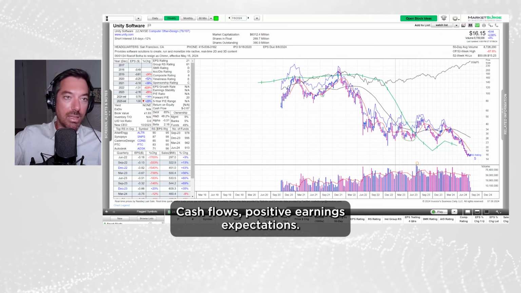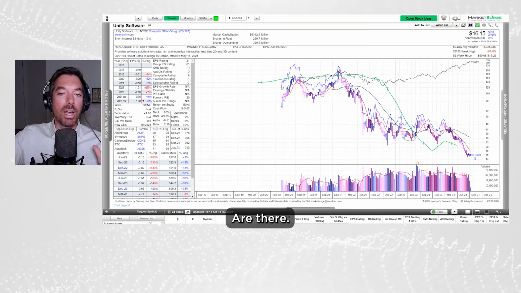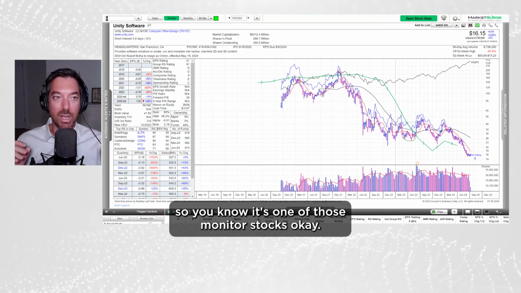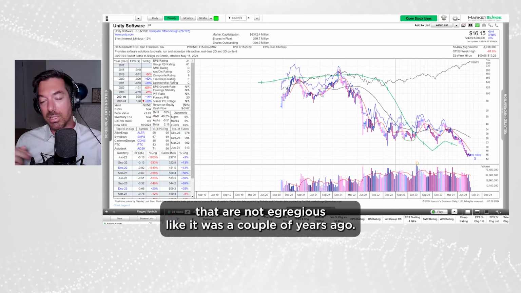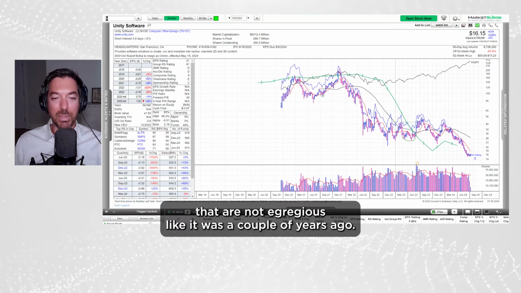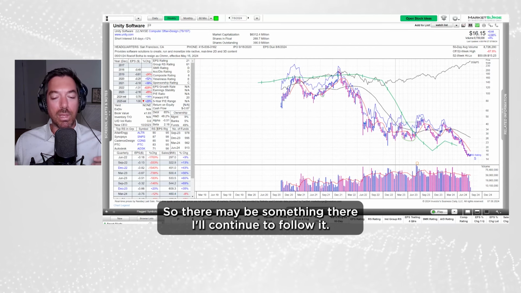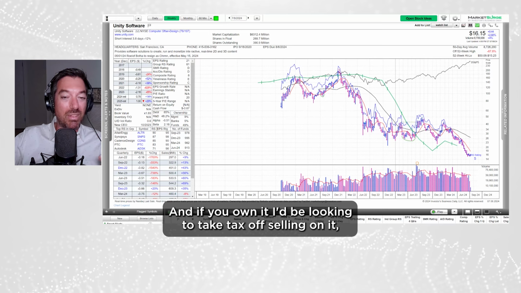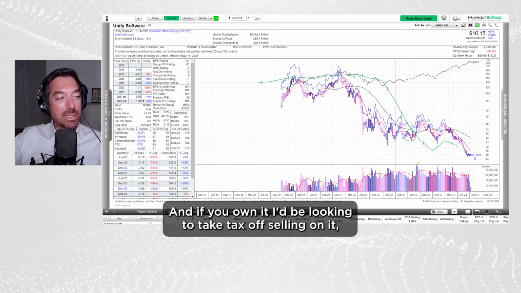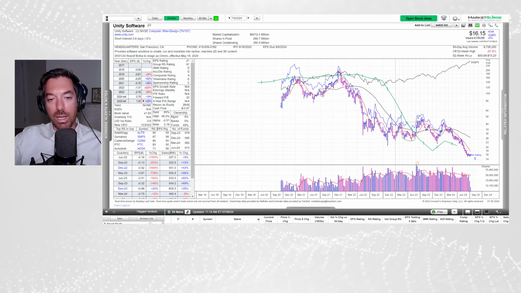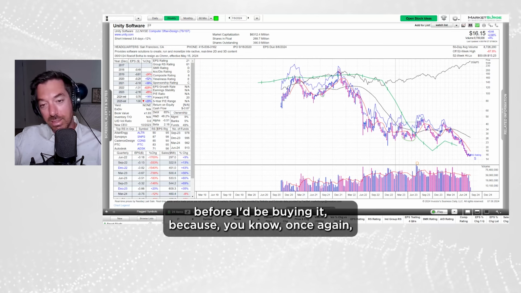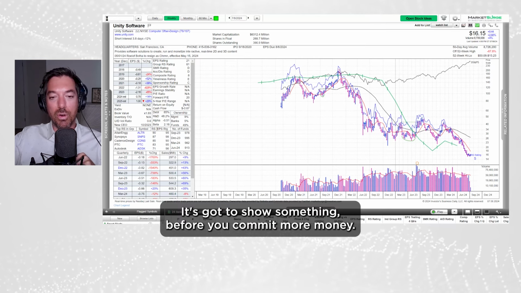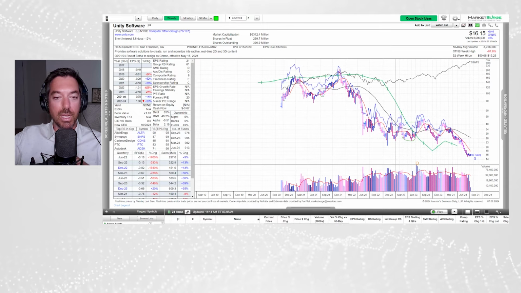Cash flow is positive. Earnings expectations are there. So, it's one of those monitor stocks. Okay, it's down. It's at valuations that are not egregious like it was a couple of years ago. So there may be something there. I would continue to follow it, but it's not something I would add to at the current time. And if you own it, I'd be looking to take tax loss selling on it before I'd be buying it because, once again, proof's in the pudding. It's got to show something before you commit more money. Thanks for the call.